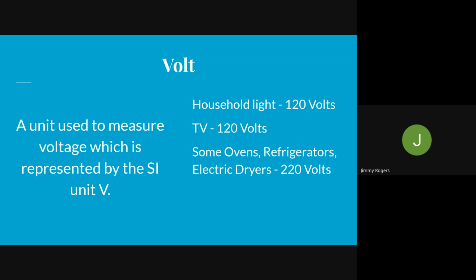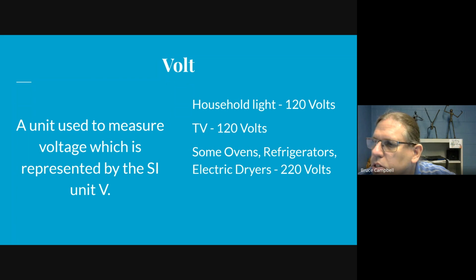Not sure if y'all heard about that, but that's mostly used for welding. Well, yes, and anything that requires, say, more power, more voltage, right? We got our household light, 120 volts, TV. You just plug it into the wall, 120 volts. Some ovens, some refrigerators, dryers, air conditioners, welding units would come in at 220 volts.